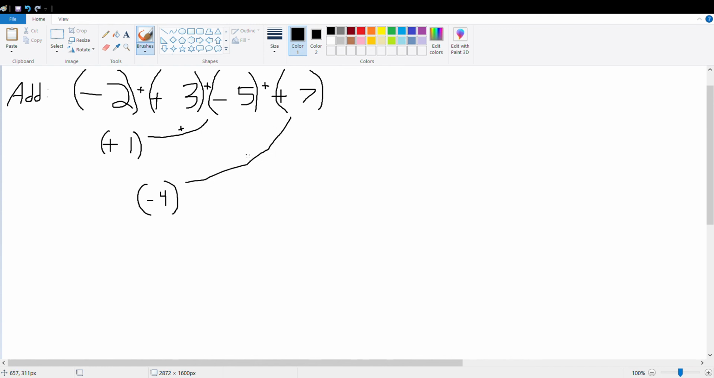We're going to keep moving left to right. Negative 4 plus positive 7. They're different signs, so the positive sign is bigger. 7 is bigger than 4, so the sign is going to be positive. And the difference between 7 and 4 is 3. So our answer here is going to be positive 3. This is what our answer would be.